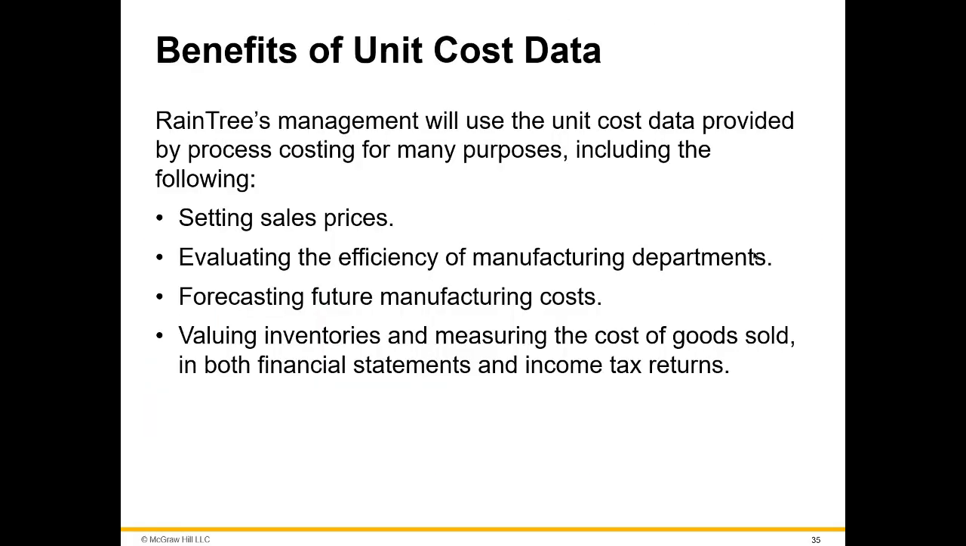So we know at Raintree, management uses this cost data to make sure they're making a profit and to set the sales prices, obviously consistent with the market, but we want to set it to see if we're able to make a profit. We're going to evaluate the efficiency of the department. We're going to forecast future costs based on what just happened. And we're going to value this inventory, in our cost of goods sold and in our balance sheet for our inventory that's sitting there on the balance sheet, and then our cost of goods sold on the income statement.